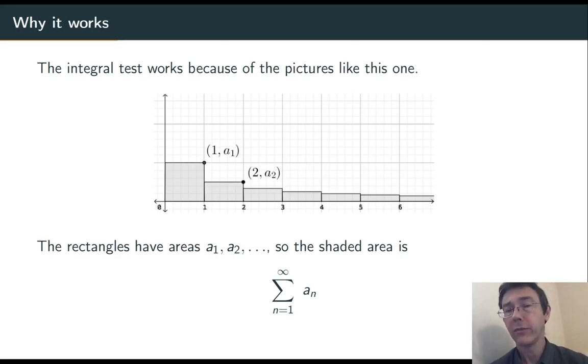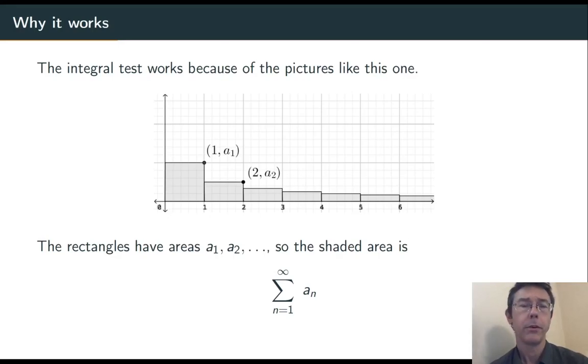So let's justify the integral test with a picture. Here, the shaded area is representing that series, the sum of the series. Each rectangle has width 1, and each rectangle has height a_n, so a_1, a_2, a_3, and so on. So that series is going to converge exactly when the shaded area is finite.